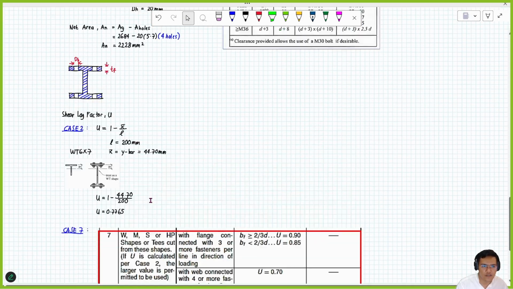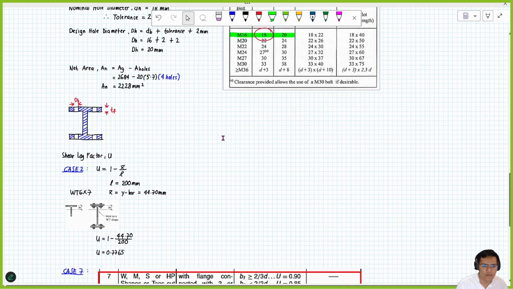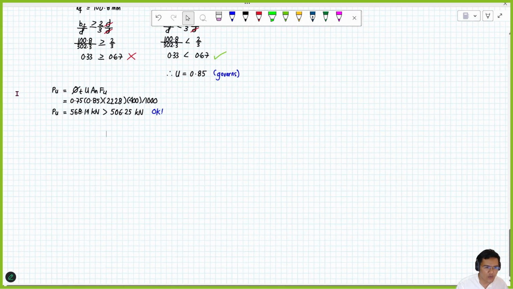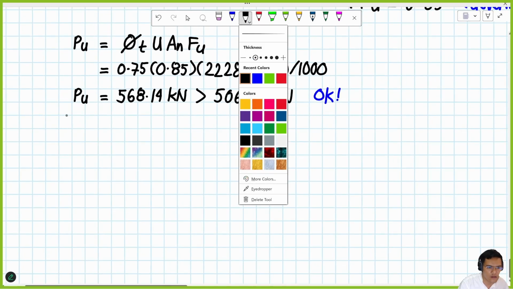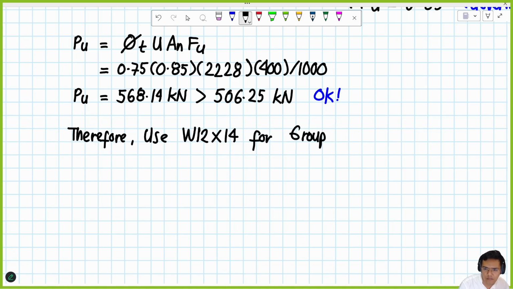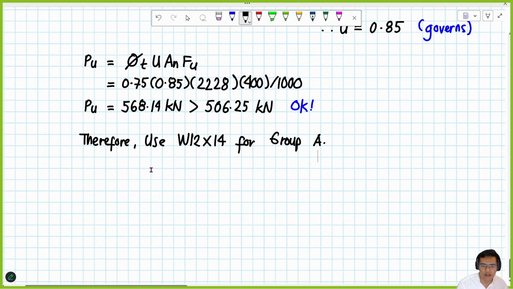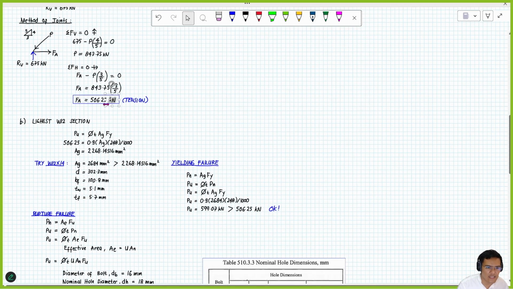Okay? Check natin yung nangyari sa yielding kanina. Ayun, compare natin yung capacity ng yielding. Okay din naman tayo doon. Pasado rin tayo sa rupture. Okay? So yung pinaka final conclusion natin, we could say na, therefore, use W12 by 14 for group A. Okay? So yun yung pinaka overall conclusion natin for item B.